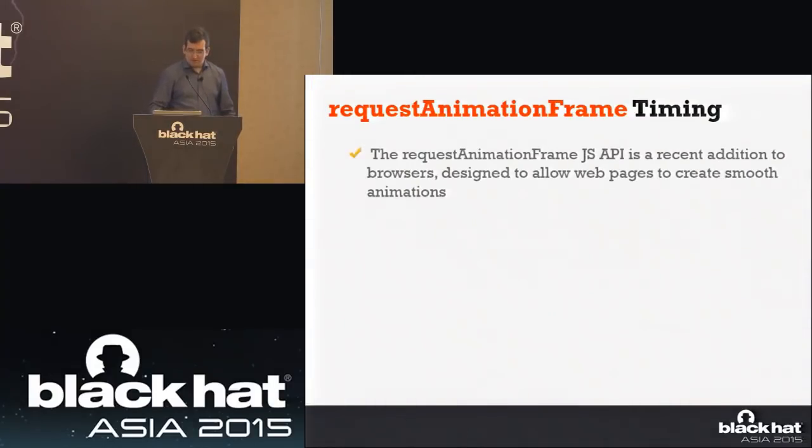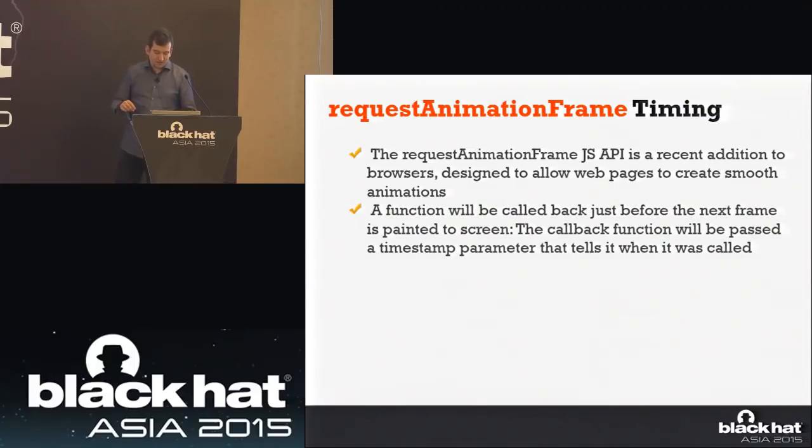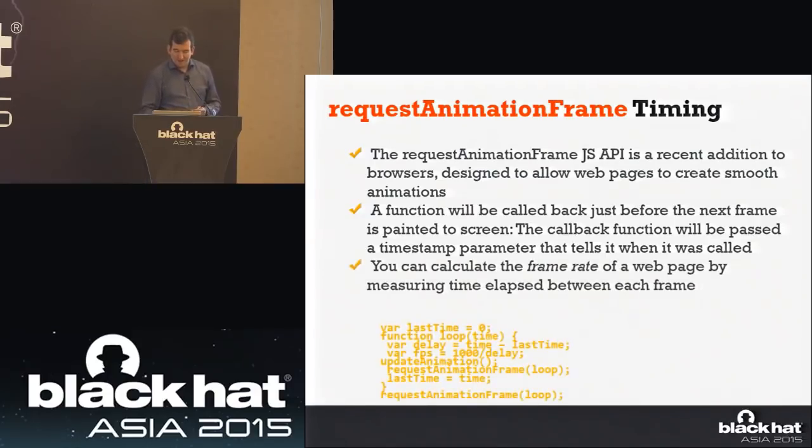And there's one more thing that we wanted to show you today, which is requestAnimationFrame. There's also a JavaScript API that has been added recently that allows you to measure how fast a page or a canvas element is rendering. What you do is register a function, and it gets a callback with a timestamp every time a new frame gets rendered on the screen. So you can basically interpolate the frame rate of a website.